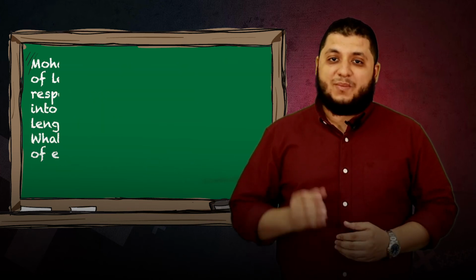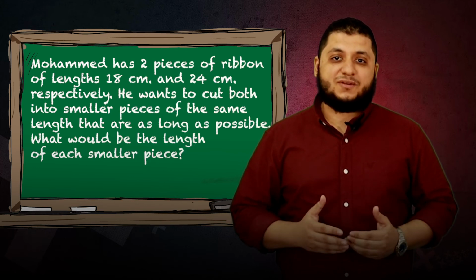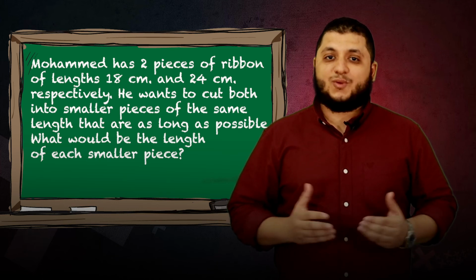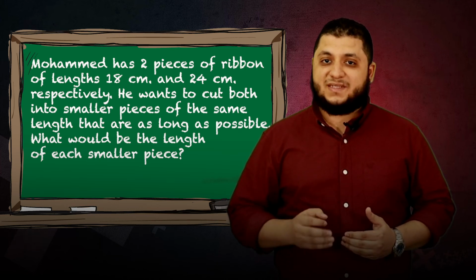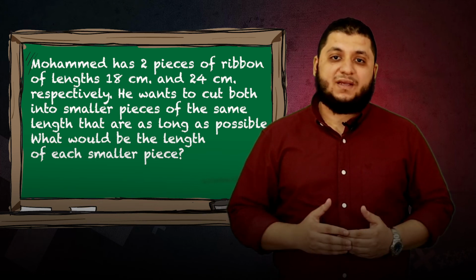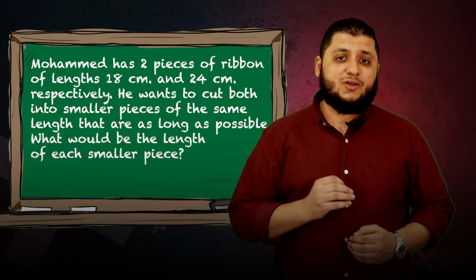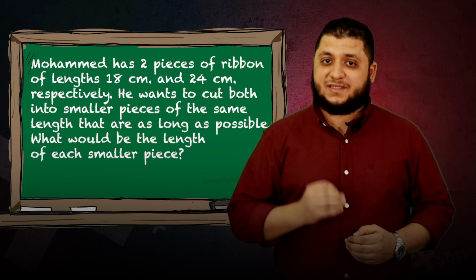Another example. Muhammad has two pieces of ribbon of length 18 cm and 24 cm respectively. He wants to cut both into smaller pieces of the same length that are as long as possible. What would be the length of each smaller piece? This problem can be solved using the GCF, or greatest common factor.